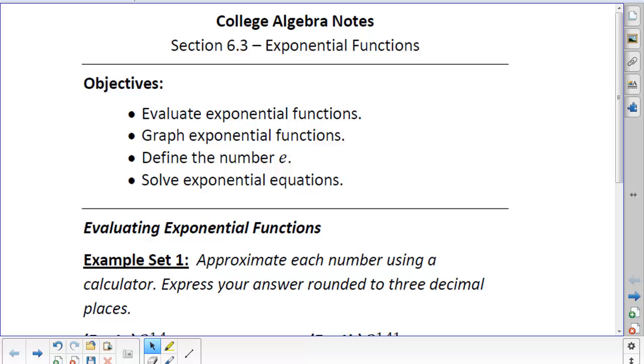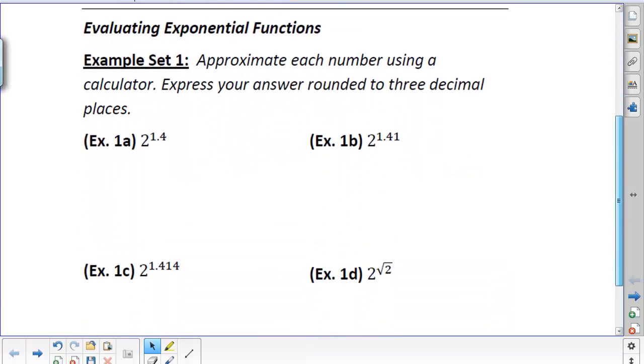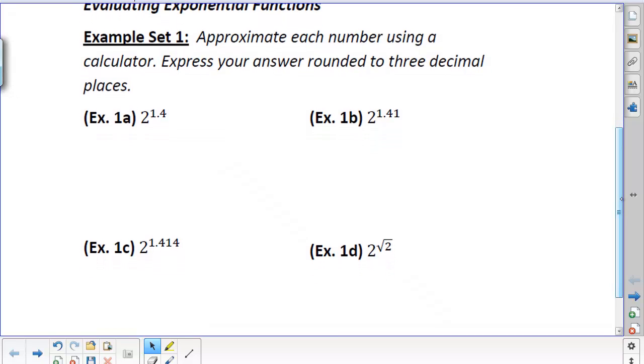To kick this off, we're going to start out by looking at how to evaluate some exponential expressions. The instructions say approximate each number using a calculator and express your answer rounded to 3 decimal places. So this is really a calculator exercise. This is 2 to the 1.4 power.